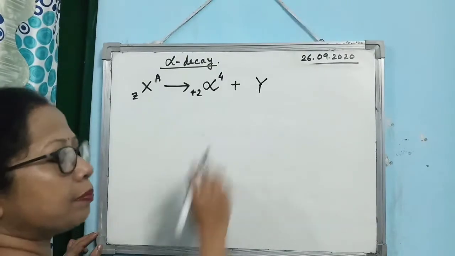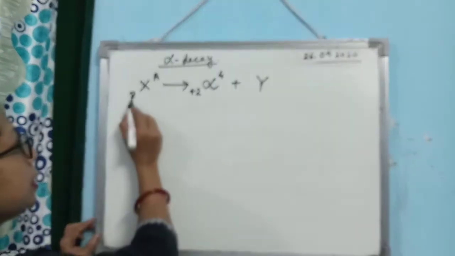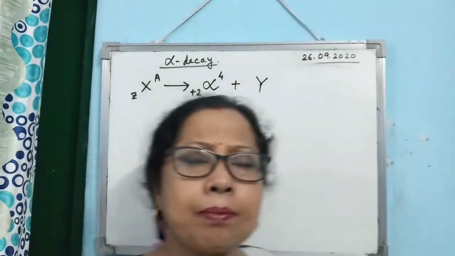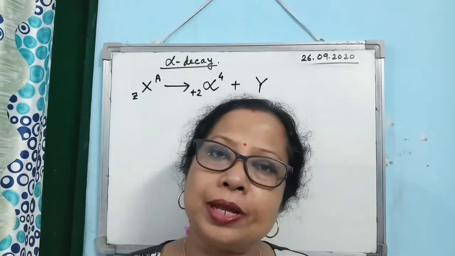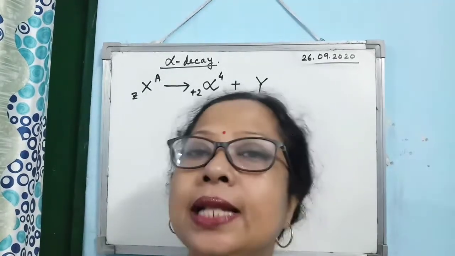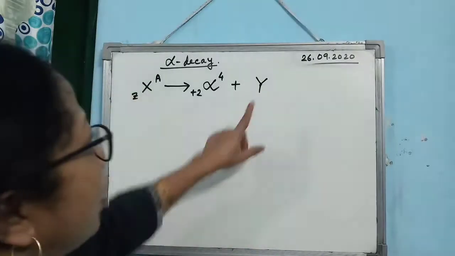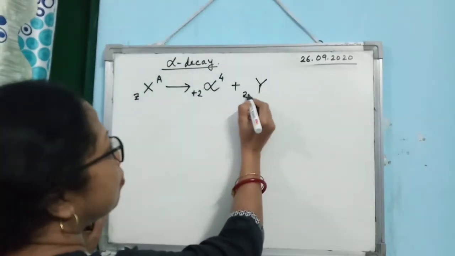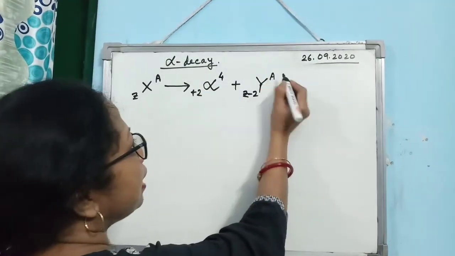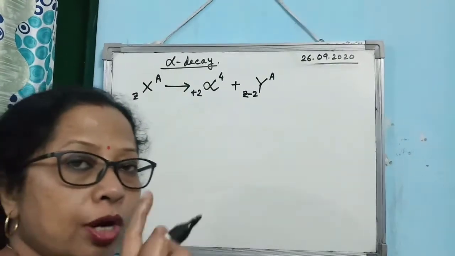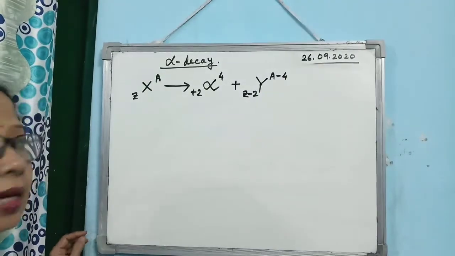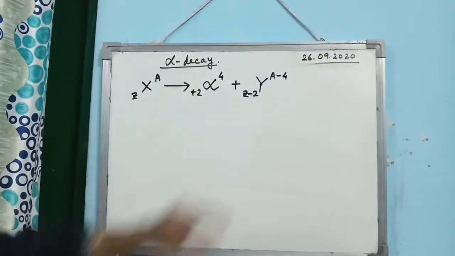Now what will be the daughter nucleus? It is denoted by the symbol Y, but the question is what will be the atomic number and mass number. When alpha decay takes place, from the nucleus 2 protons and 2 neutrons combine together, form the alpha particle and come out. So the proton number of Y will decrease by 2, so Z minus 2. From the nucleus as a whole, 2 protons and 2 neutrons are emitted, so the mass number is A minus 4. Is that clear? This is the way alpha decay is represented.